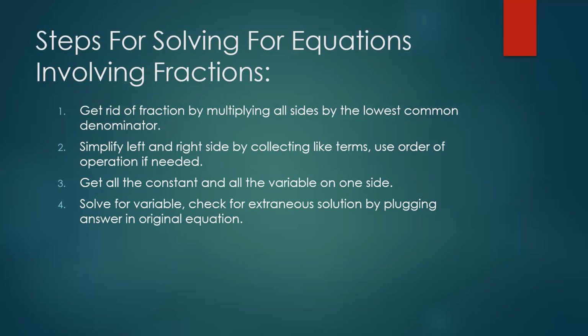Step 1: get rid of the fractions by multiplying all sides by the lowest common denominator. Step 2: simplify the left and right sides by collecting like terms, using order of operations if needed. Step 3: get all constants and all variables on one side. Step 4: solve for the variable, and check for extraneous solutions by plugging the answer into the original equation.